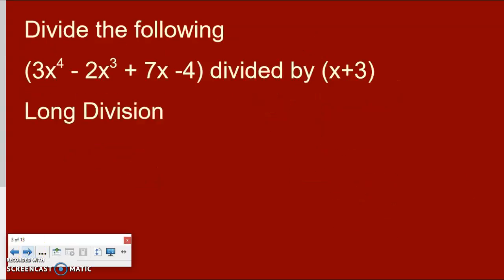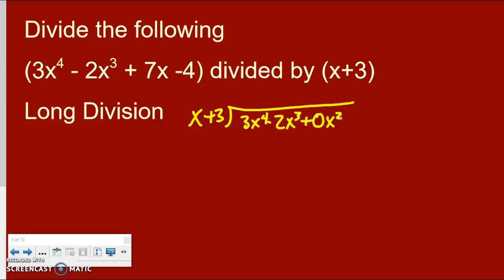Looking at a slightly more difficult problem, just bigger numbers here. We're going to set it up the exact same way. If you notice, we're missing an x squared on this one as well. So I'm going to set it up: 3x to the 4th minus 2x cubed, plus, I need that placeholder in there, 0x squared plus 7x minus 4.